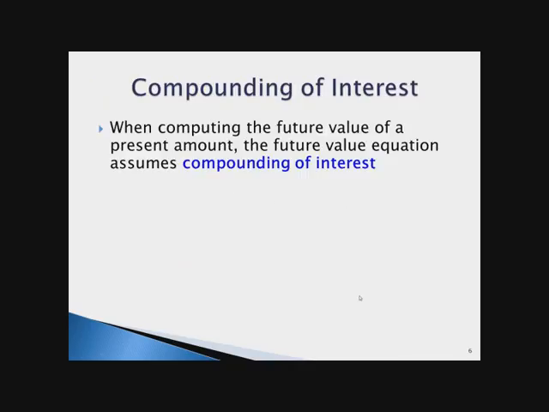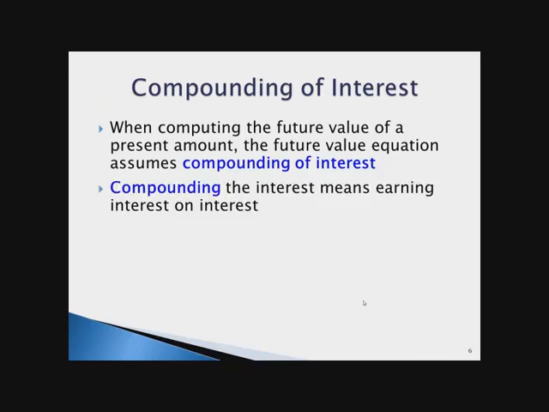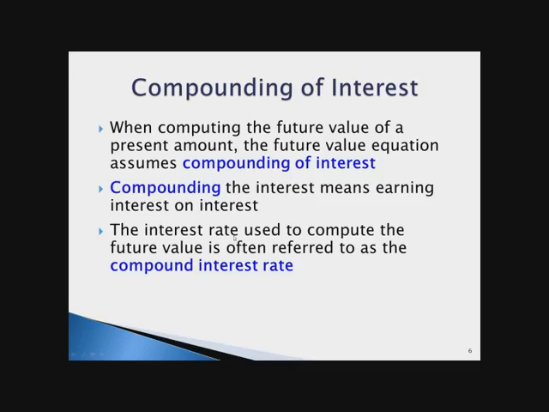Let's talk about the compounding of interest. When computing the future value of a given present amount, the future value equation that we're using here assumes the compounding of interest. Compounding the interest simply means that when interest is paid in one period, it will earn interest in the next period as long as you haven't withdrawn that interest. And that's what we mean by compounding of interest. You don't need to worry about it because the formula takes that into account. The interest rate used to compute a future value is often referred to as a compound interest rate.